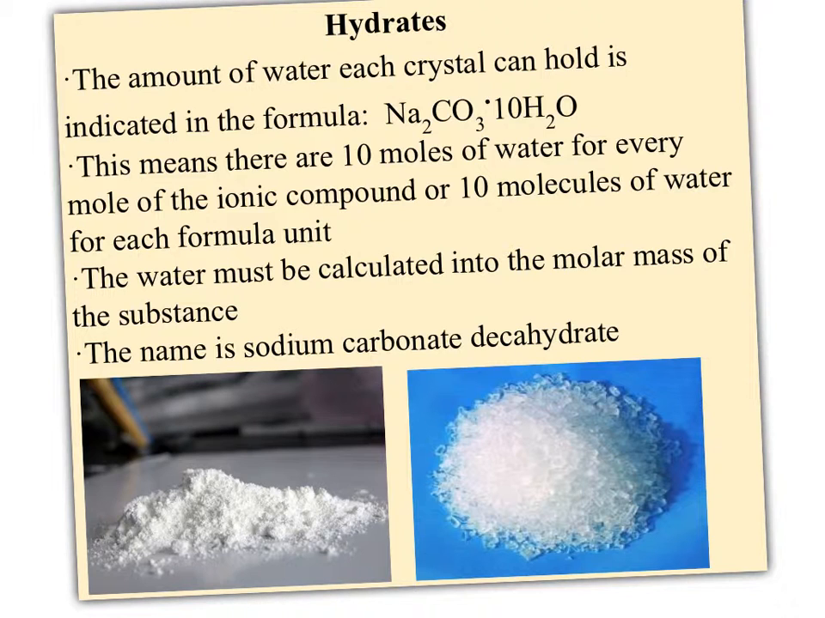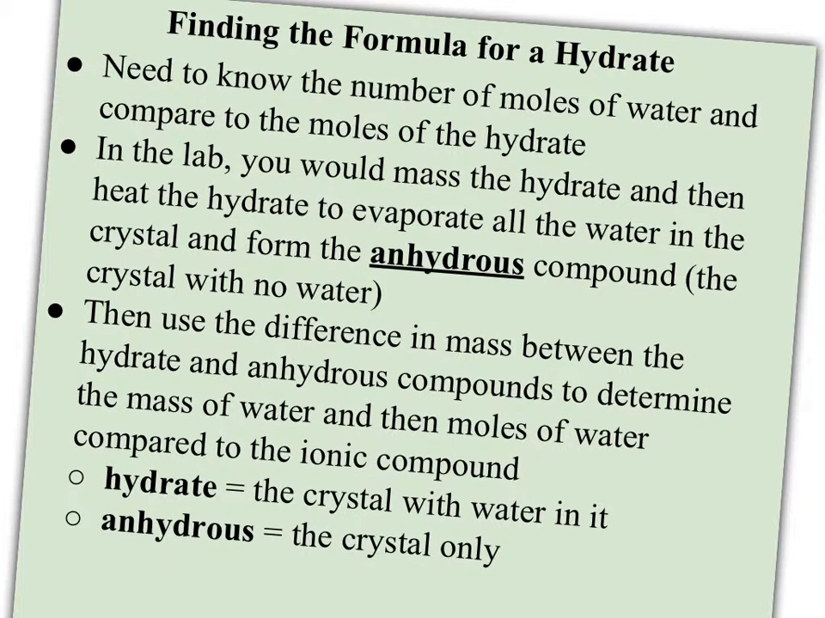So let's look at an example of both naming and finding the formula. So finding the formula, you need to know the number of moles of water and compare it to the moles of the hydrate. So in the lab, what you would do is mass the hydrate. That means when the crystal is full of water. And then you heat the hydrate until you evaporate all the water. Okay, until you drive all the water off and you have just the crystal left. And then we call that the anhydrous compound, the crystal with no water left in it.